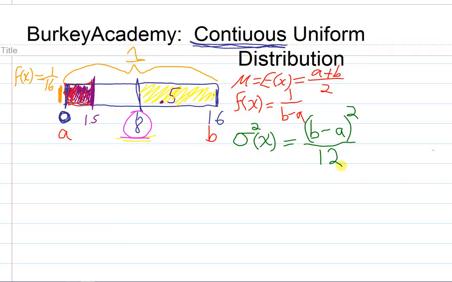The question always is, why 12? Where did the 12 come from? I'll make another video showing that, and I'll link to it here. So let's just calculate this to see what it tells us really quickly.